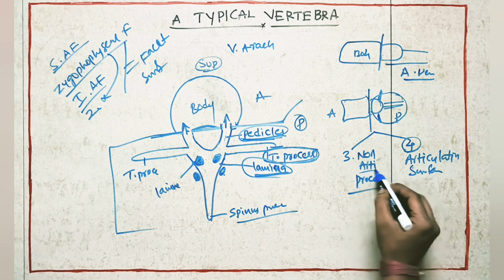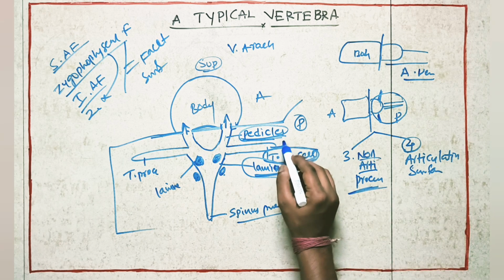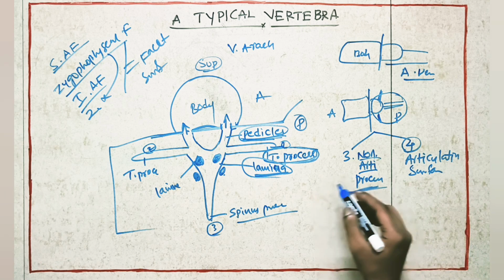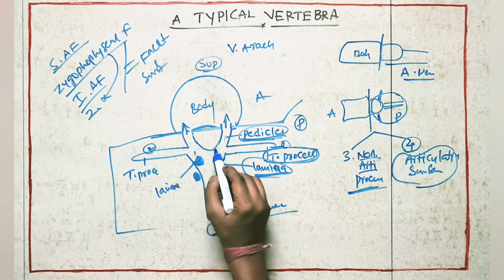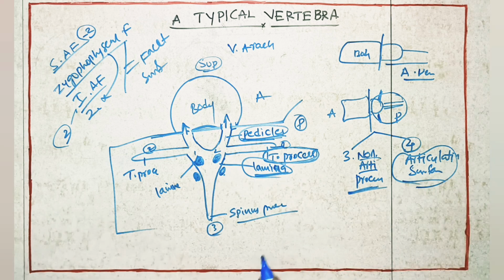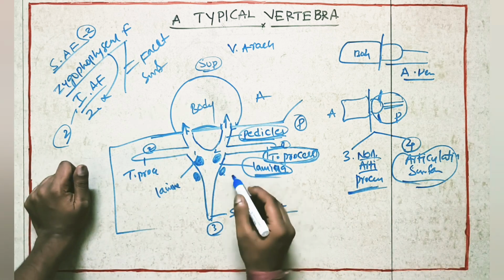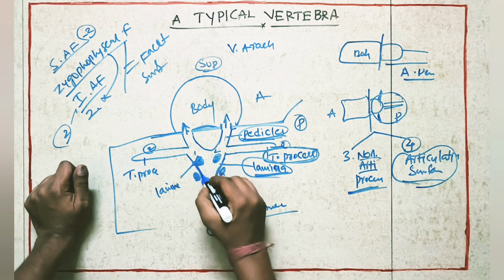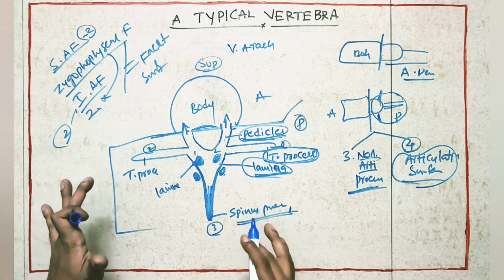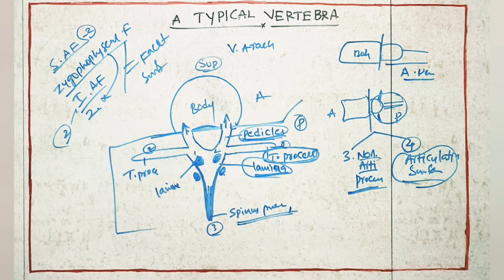See here, three non-articulating processes: one transverse process, second transverse process, third the spinous process. So these three are the non-articulating processes, and there are four articulating surfaces: two superior articular facets and two inferior articular facets. So this is the posterior structure of the vertebra. After this, the laminae form the spinous process of the vertebra. So this is about the posterior portion of the vertebra.